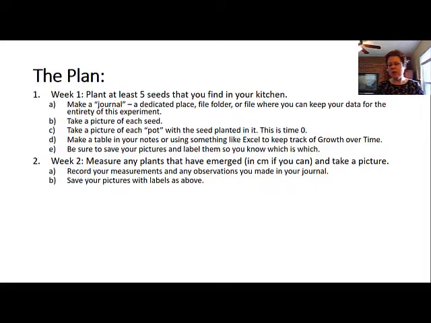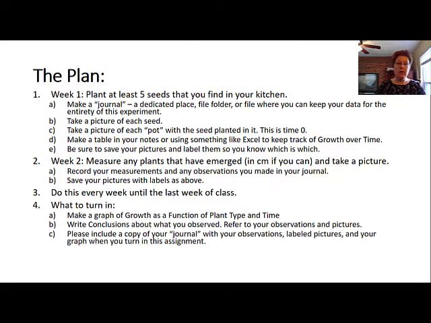So stare at your plants, write down some observations, maybe make a note of what the weather's been like. Save your pictures in a file where you can find it later. You want to do this every week until the last week of class. Now, what you're going to be turning in the last week of class, you're going to make a graph using Excel or something similar of growth as a function of time and of the type of plant. So keep track of which plant is which and keep track of your data. Write your conclusions about what you observed.